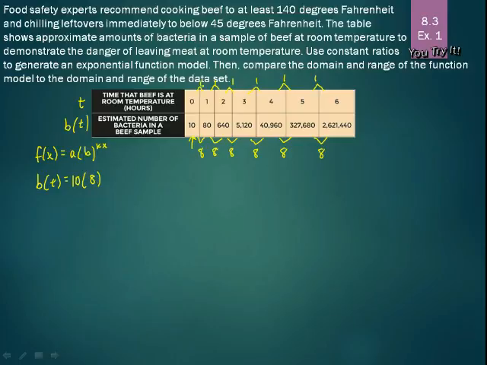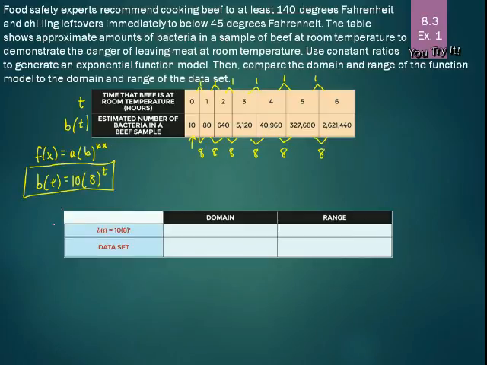And then since our delta t is just 1, that would be influencing our k value. So the k really won't influence here. And so then we'll just have x, which in our case is t, the independent variable. And so then there's our function. So let's go ahead and compare the domain and range of the function versus the data set.